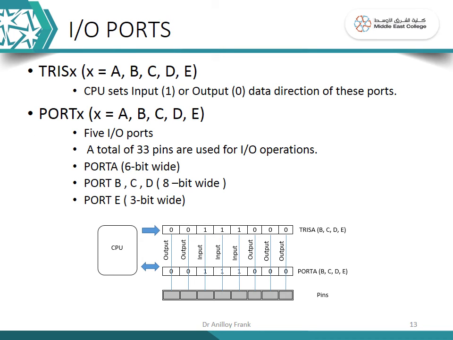The PIC microcontroller has 5 I/O ports: port A, port B, port C, port D and port E. Each of these ports can be initialized as an input or output port. To initialize, we use TRISA, TRISB, TRISC, TRISD and TRISE. Port A is 6 bits. Ports B, C and D are 8 bits and port E is 3 bits.